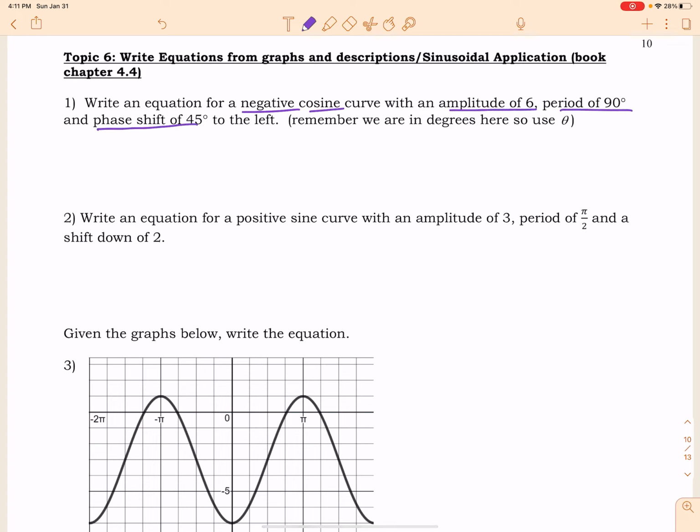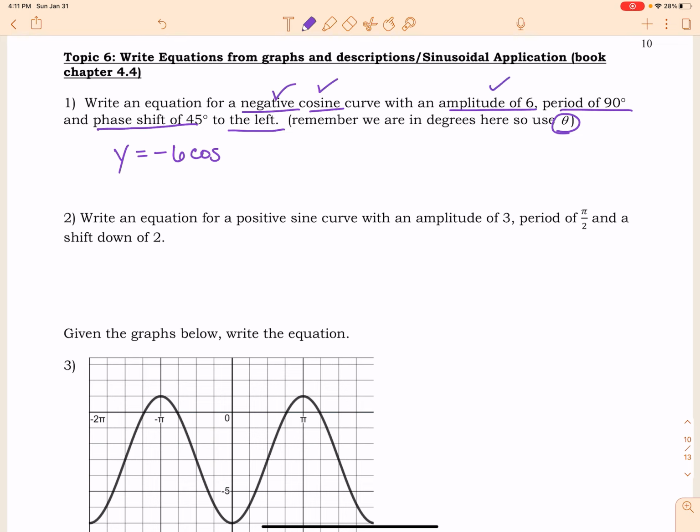So notice that I'm giving you things in degrees. That means we're using theta. So we're going to start out with y equals, well, if this is a negative cosine curve with an amplitude of 6, that means that this is going to look just like that. All right, so we've taken care of all three of those things.